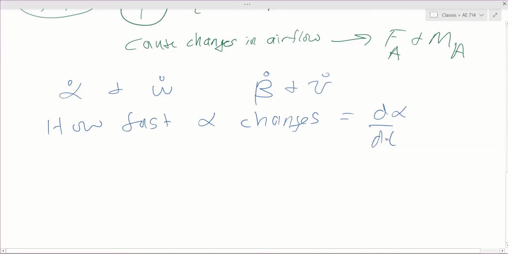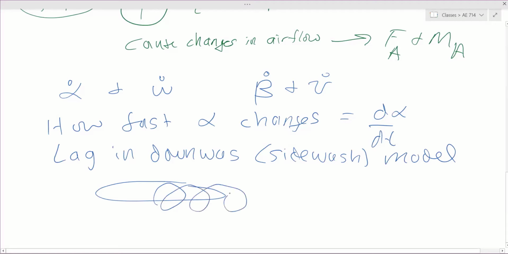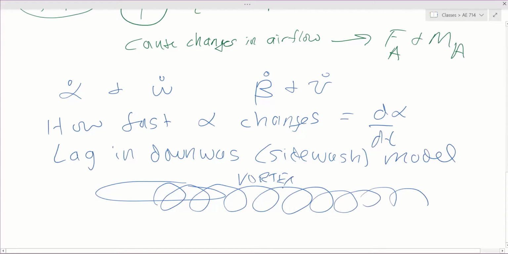And we'll go into the details of this a bit later, but fundamentally, this is related to what's called the lag in downwash, or for beta, the sidewash. Model. So here's a wing, and because it's a finite wing, you get a wingtip vortex. When it's producing lift, that causes downwash. So you get downwash here. And we talk about that as a downwash angle epsilon. So the wing produces a wake that propagates backward through the air and eventually hits the tail. And we model that as a downwash angle.